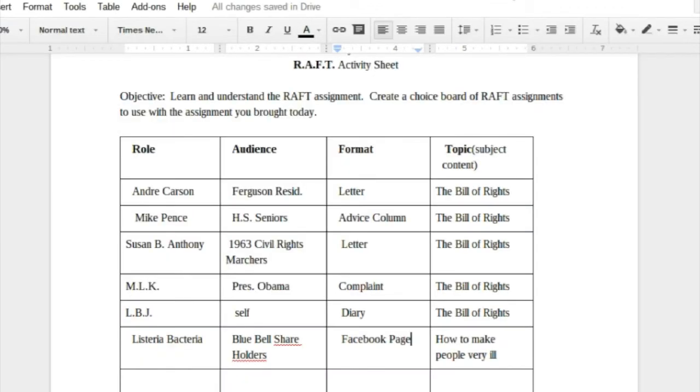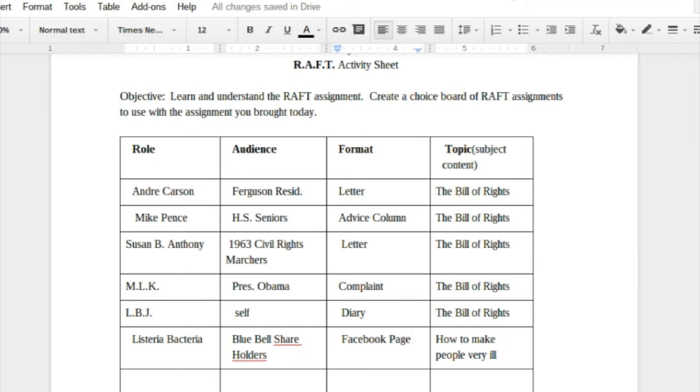All right. So this is one that I've filled out, and I just put some random things that I thought were kind of in the news. The first one that I put down was Andre Carson, writing to the residents of Ferguson. He's writing a letter about the topic of the Bill of Rights, so it's social studies. The second one was kind of interesting. Mike Pence was in the news a couple of weeks ago, and his audience would be high school seniors, and he's writing an advice column about the Bill of Rights. He's taking a little heat for that.